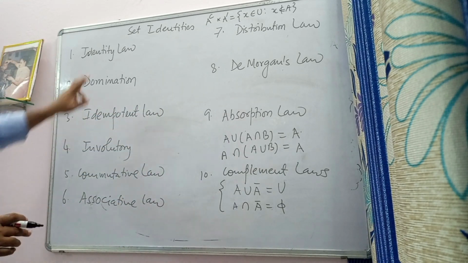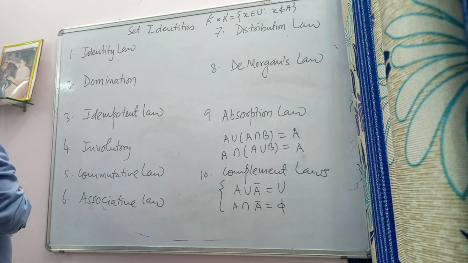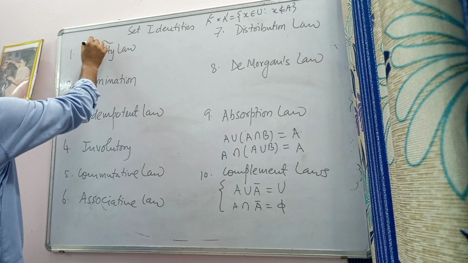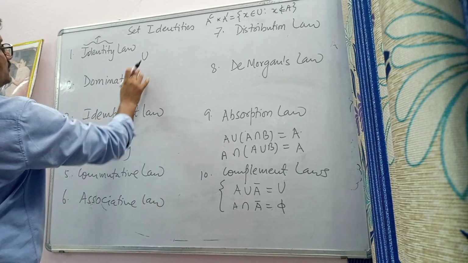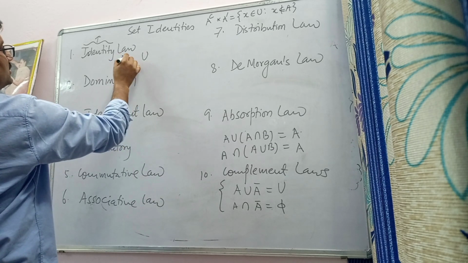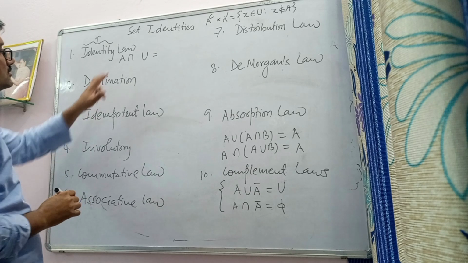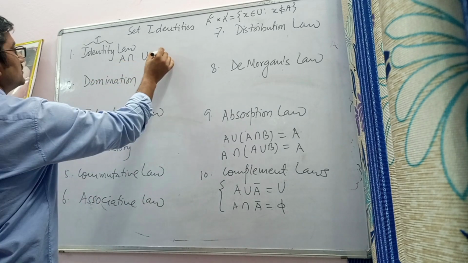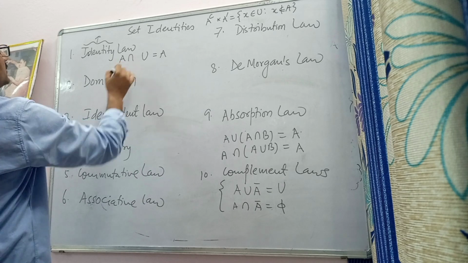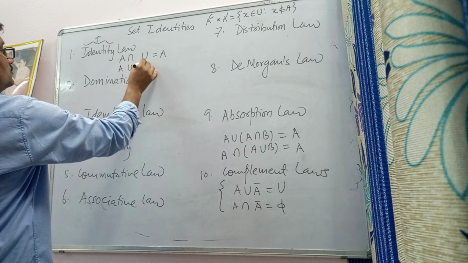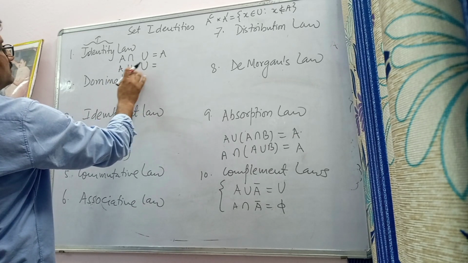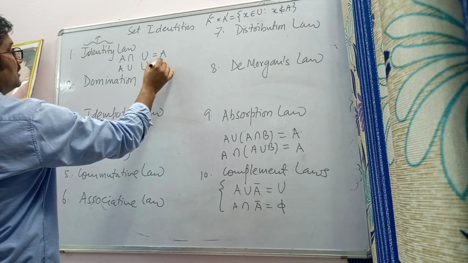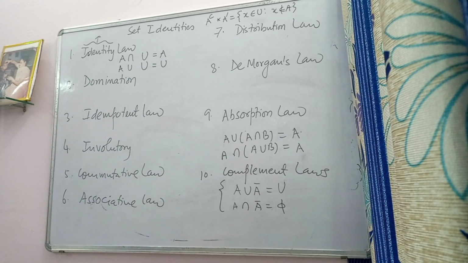So the next rule is the identity law. What is the meaning of identity in mathematics? Identity means effectless. Suppose you take a universal set from which all the sets have been taken, and you take A intersection U. Intersection is the smallest set, so it is A. But if you take A union U, this is the universal set, the union of these two sets is equal to the bigger set, and the bigger set is U.